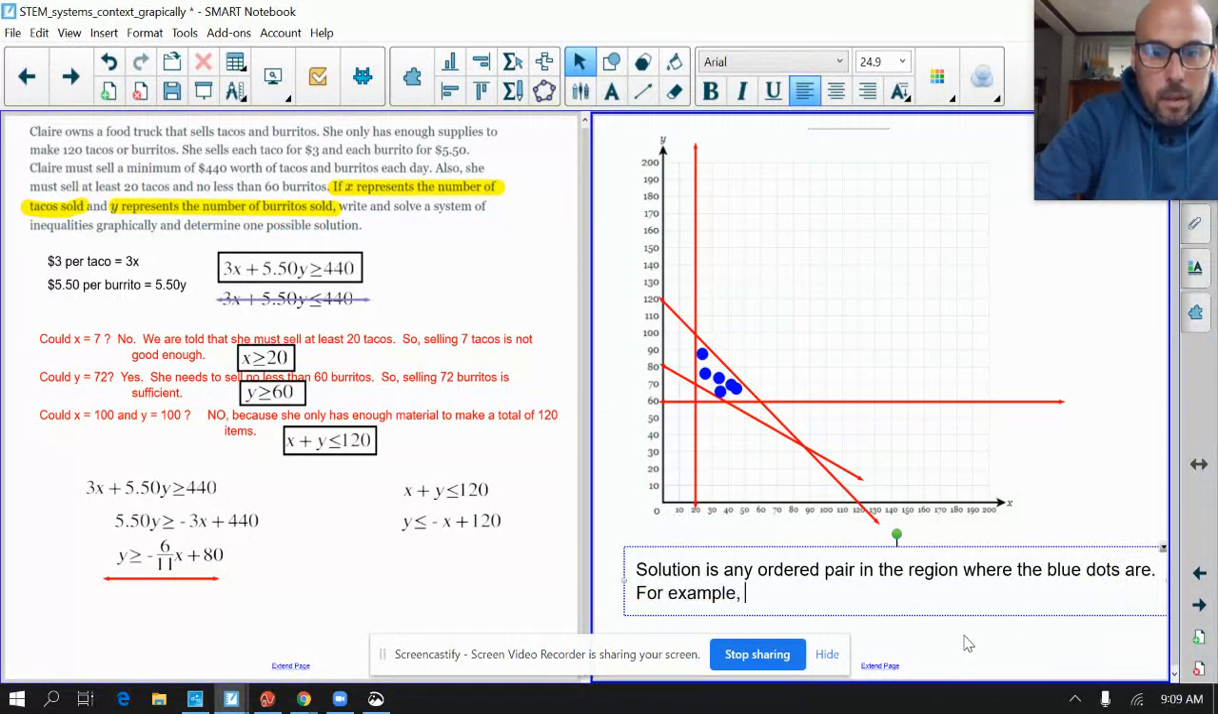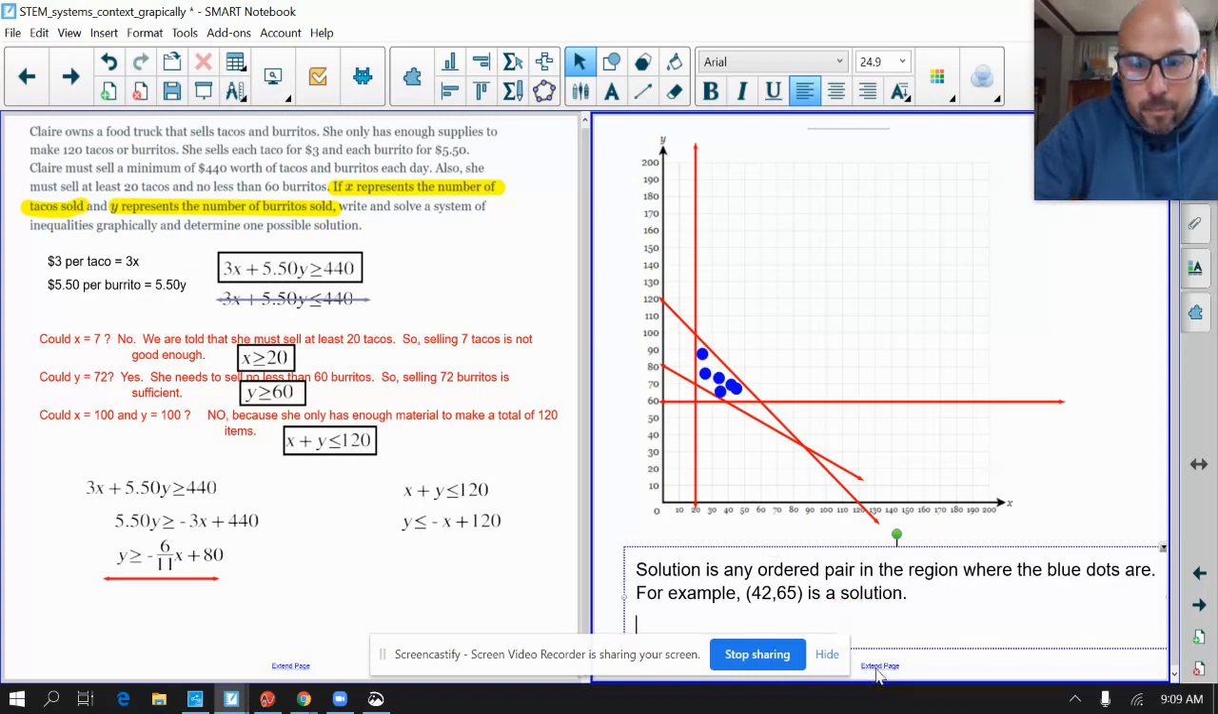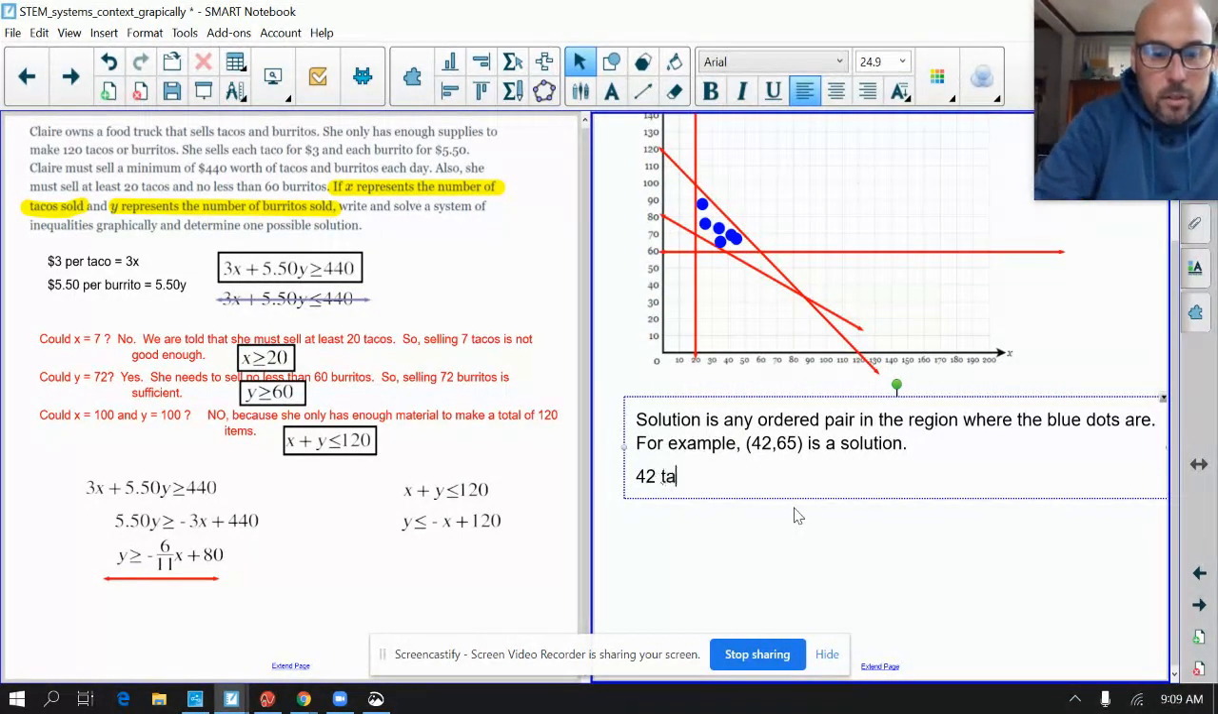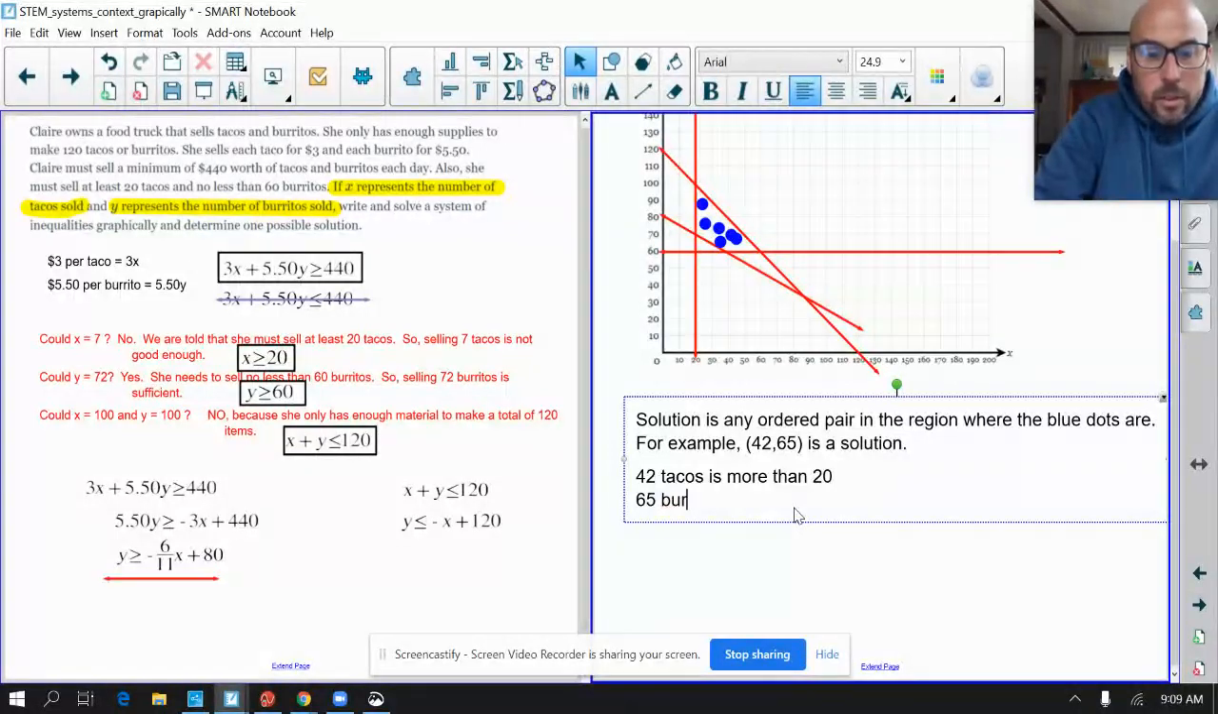For example, what's an ordered pair in there? 40. Okay, let's do 42, 65. 42, 65 will work. 42, 65 is in there. For example, 42, 65 is a solution because x is 42. So 42 tacos is more than 20. 65 burritos, oh, I'm getting hungry, is more than 60 burritos, right?